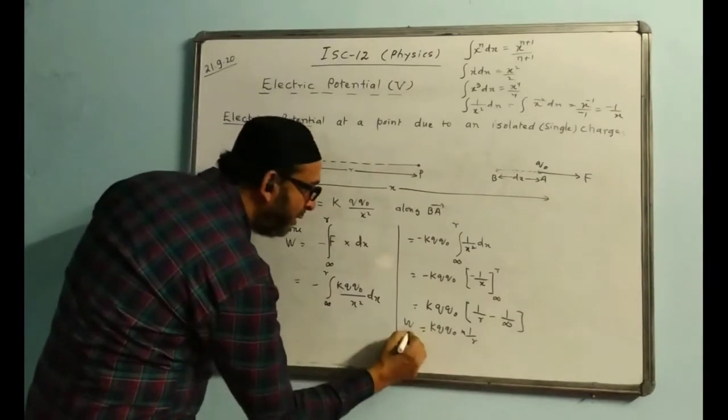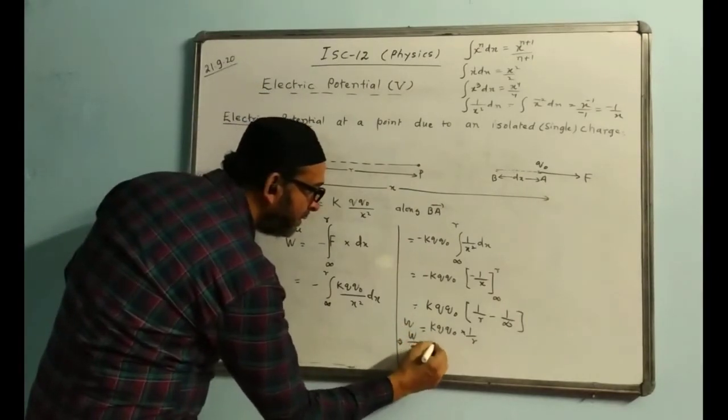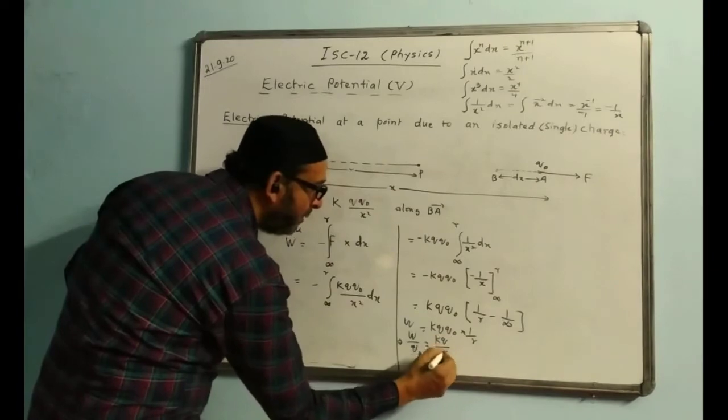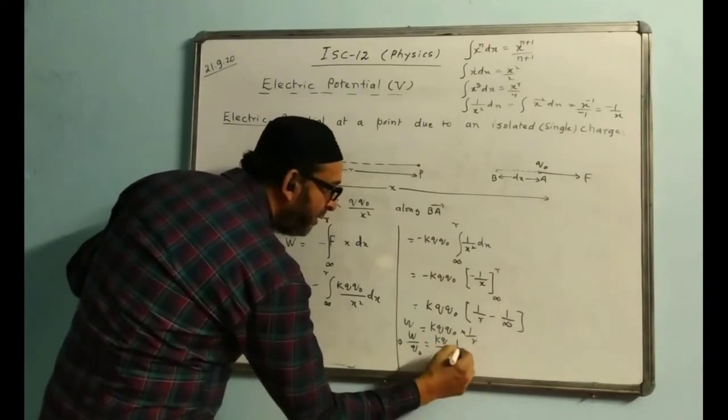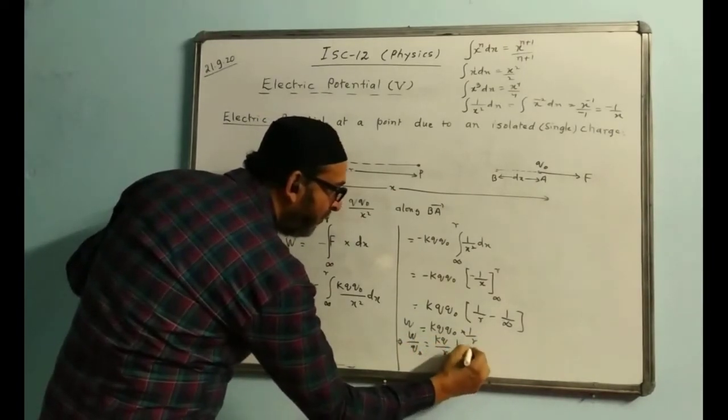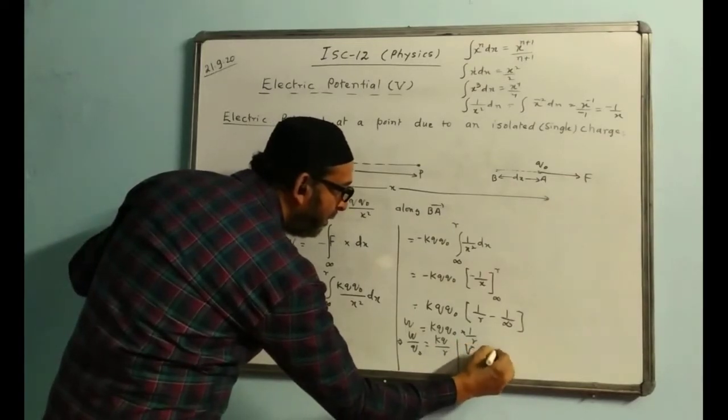Now we take W by Q naught. W by Q naught becomes K Q by r. Further continuing, W by Q naught is V, so the value of V becomes K Q by r.